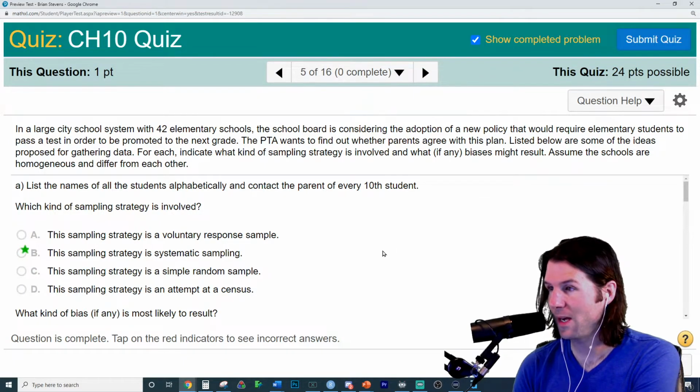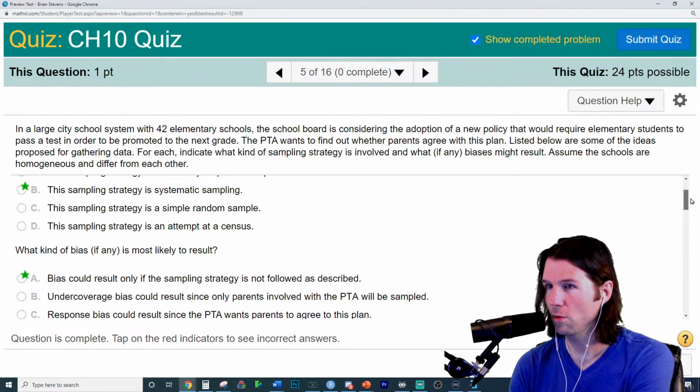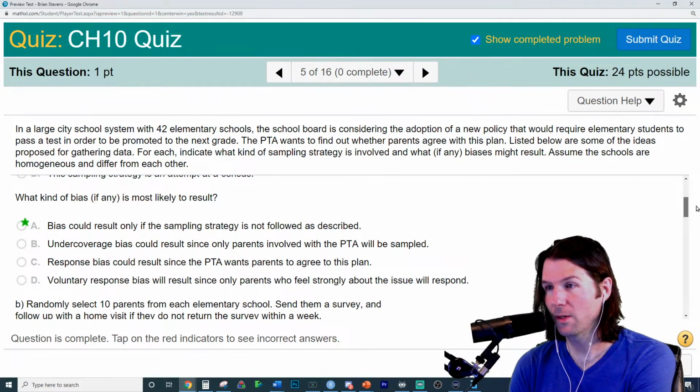It's systematic. We've talked about systematic a lot, where you go to every nth observation. This is a good sampling method, so bias would only result if we don't do it properly. Next one we have right here: randomly select 10 parents from each elementary grade level.